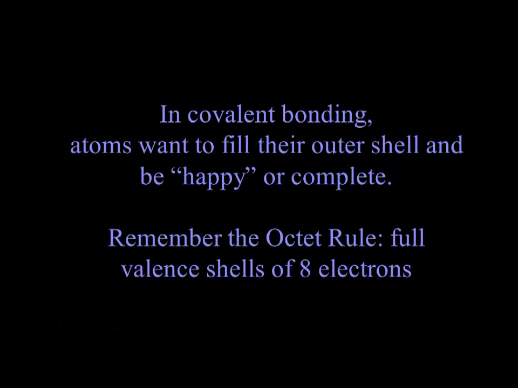So in covalent bonding, just as in ionic bonding, atoms want to fill their outer shell and be happy or complete. And remember the octet rule, full valence shell of 8 electrons. So they're always shooting for 8 electrons in their outer shell, except for hydrogen and helium that are content with 2 outer electrons.